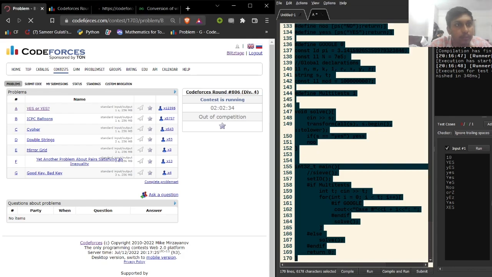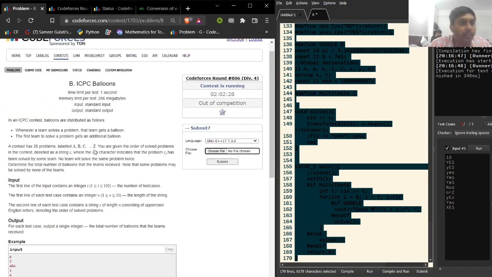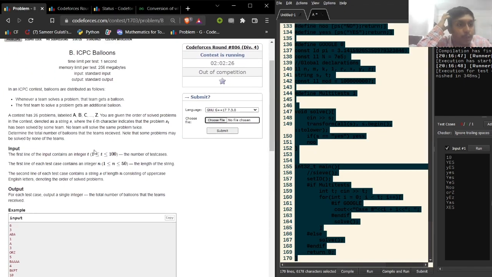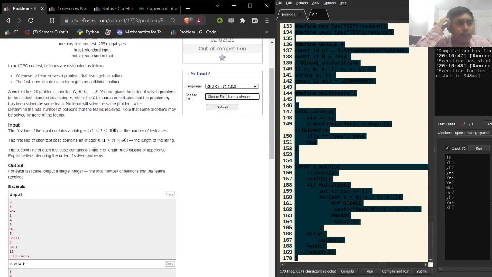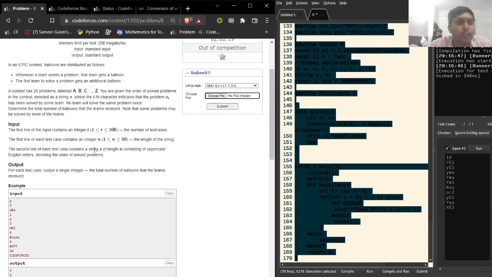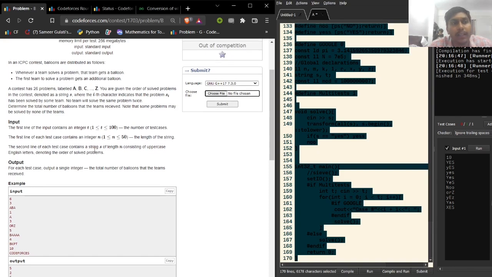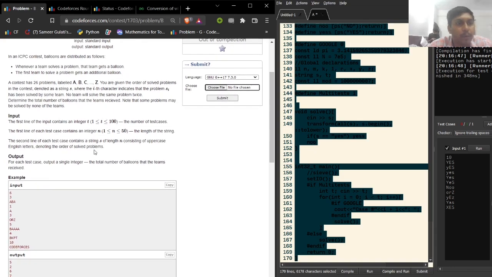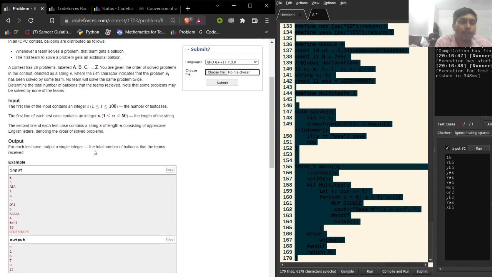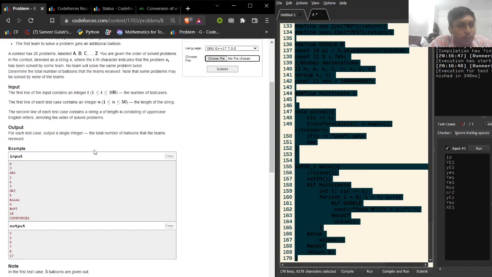ICPC balloons. It's a bit slow with OBS actually, but it's fine, I guess. In an ICPC contest, balloons are distributed as follows. Whenever a team solves a problem, the team gets a balloon. The first team to solve a problem gets an additional balloon. A contest has 26 problems labeled A, B, C, D. You are given the order of solved problems in a contest denoted in string S, where the ith character indicates that the problem S_i has been solved by some team. No team will solve the same problem twice. Determine the total number of balloons that the teams received. Note that some problems may be solved by none of the teams.